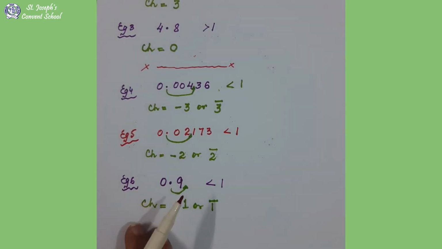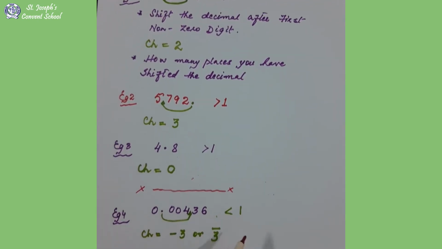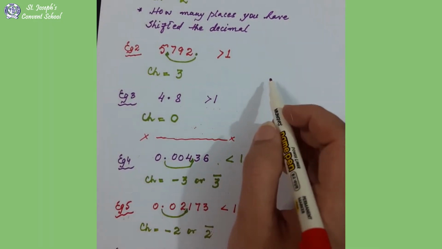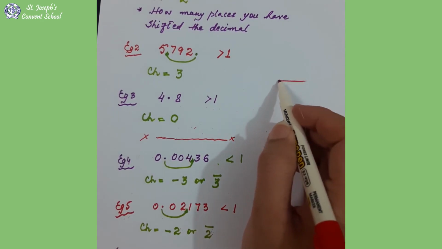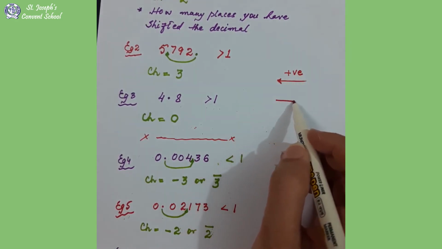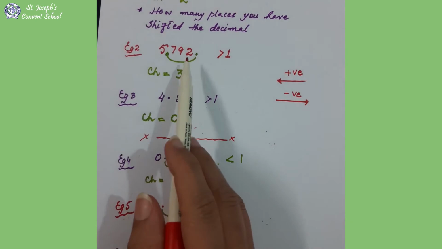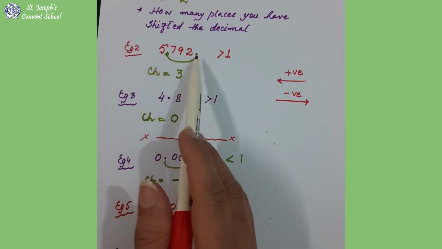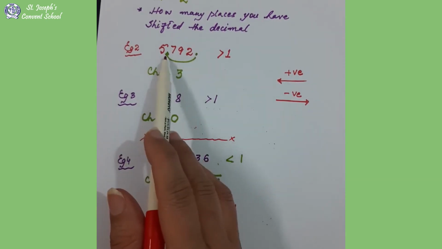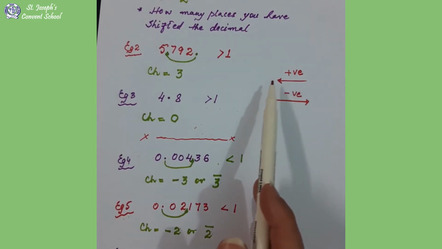Okay, there's another easy way of finding the positive or negative characteristic. If you're moving decimal towards left side, it is positive, and if you're shifting decimal towards right side, it is negative, characteristic is negative. Okay, so remember this, like in this case you are shifting decimal towards right side, from here till here you are shifting, so the characteristic is positive. And in this case you are shifting decimal from here till that side, it means you are shifting decimal towards right side. So if you are shifting decimal towards right side, it is negative. If it is left side, it is positive.